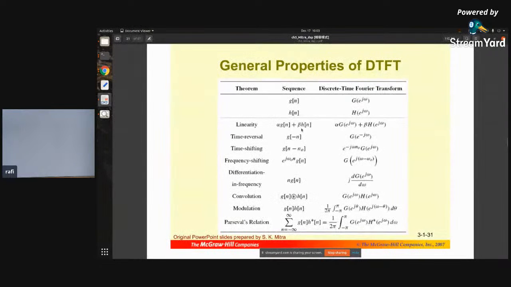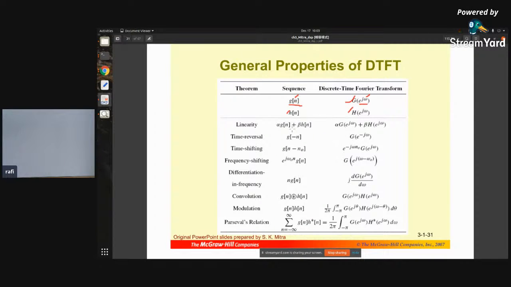Then we'll see the properties one by one. Here we represent a signal with small letters in the time domain and capital letters in the frequency domain. n is the time variable and omega is the frequency variable. Generally, we'll write e power j omega in the parentheses as the argument. g of n is one signal which has G of e power j omega as its Fourier transform. Let h of n be another signal whose DTFT is H of e power j omega.